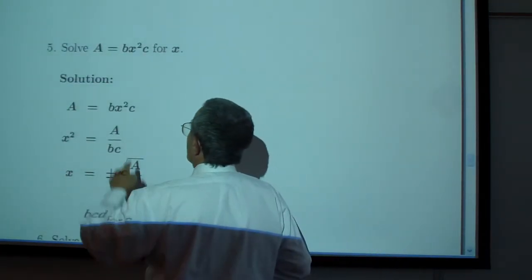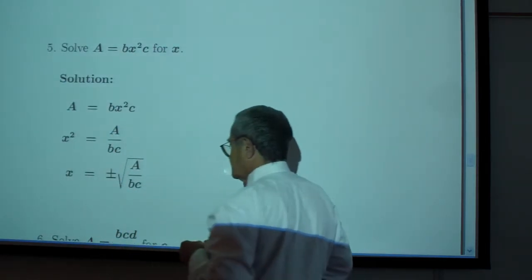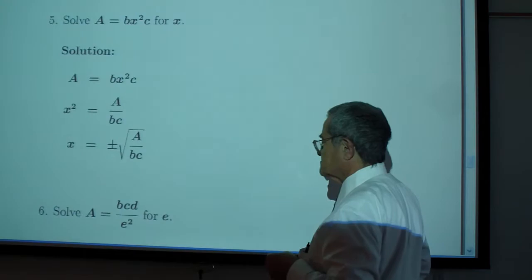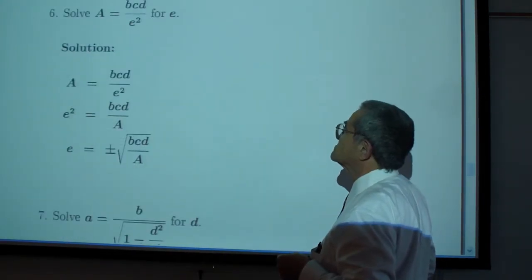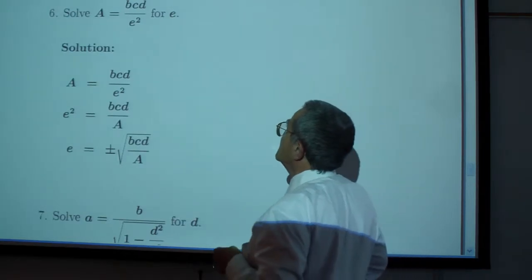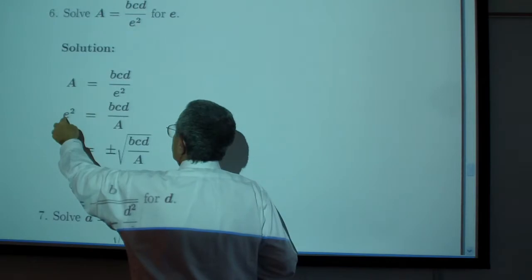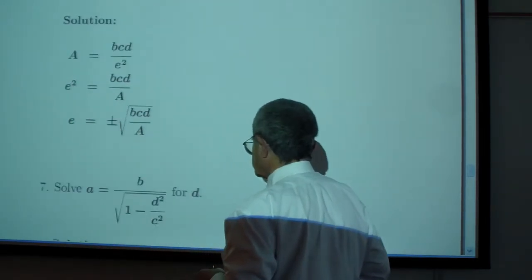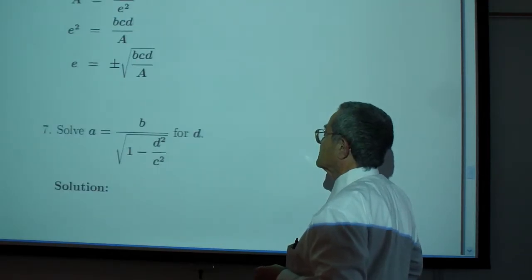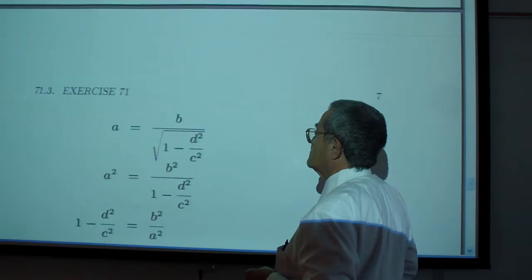You wanted to solve for x, divide by bc, and take the square root. Simple, isn't it? You are given this, and you wanted to solve for e. Multiply by e squared, divide by a, take the square root. Okay.